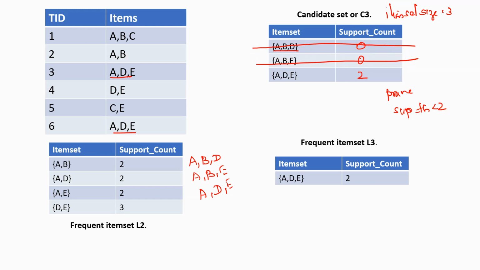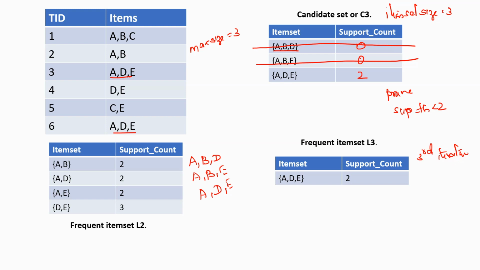This is how we derive our frequent item sets, with the maximum size of 3, because in our transactions the maximum size we have is 3. This is my third iteration and I will stop here, because I'm not able to create further combinations, as the maximum length of items purchased is 3.